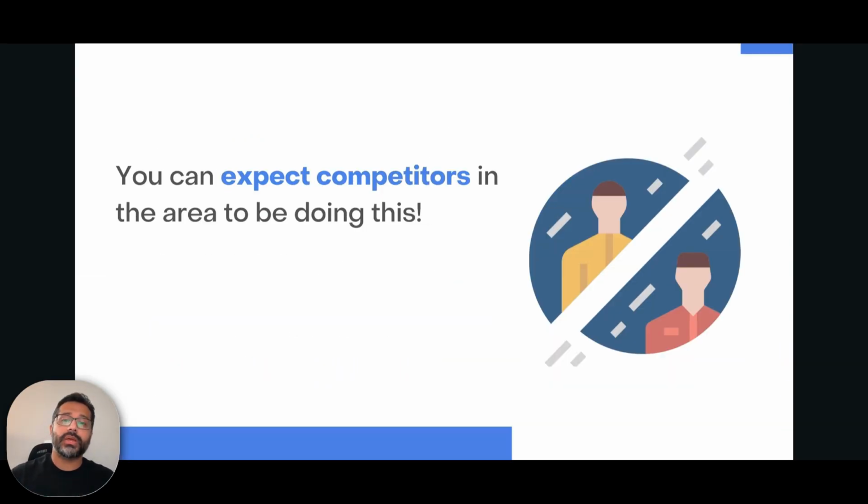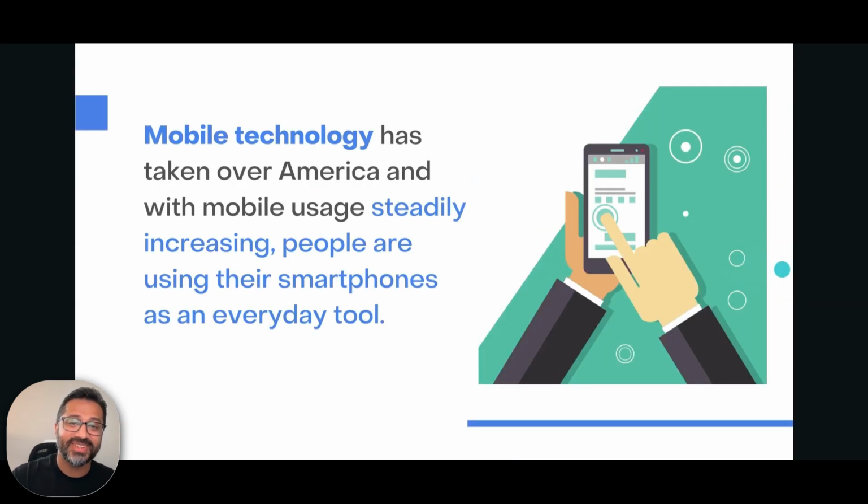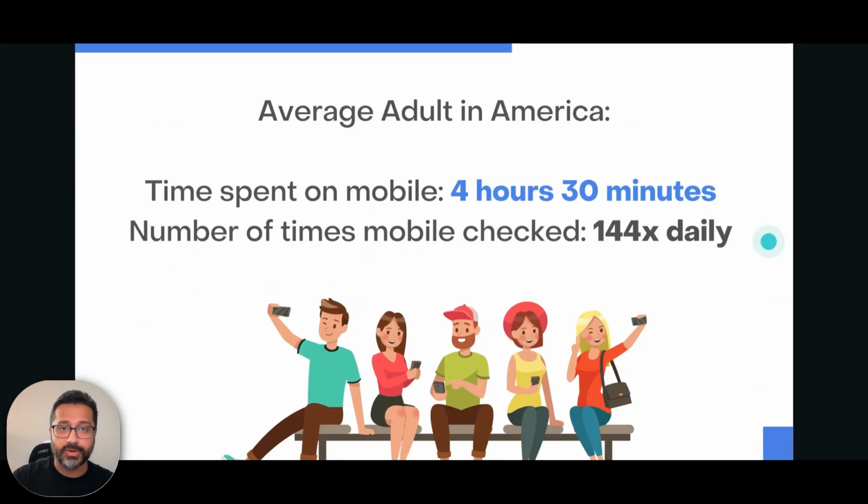So now you can expect your competitors, including other practices and hospital-owned practices in your area, to already be doing this. So if you're not prepared for a little local digital competition, it's time to get prepared. It's time to get started. All right, because as mobile tech has taken over, with mobile usage steadily increasing, people are literally living in their smartphones. In fact, the average American adult spends 4.5 hours on their phone per day, and they check it 144 times.